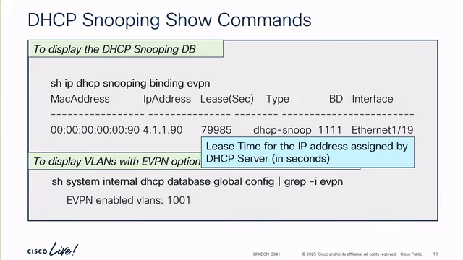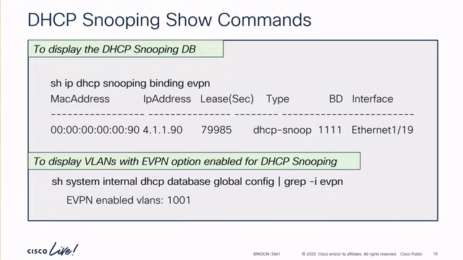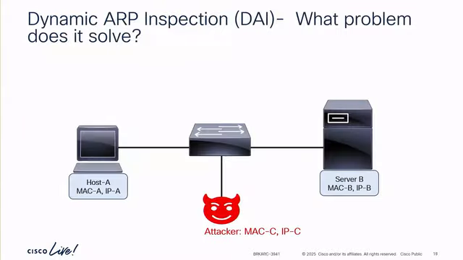But it says that the DHCP server tells the host that thou shalt use this particular IP address for this much time. So that's the lease time. And finally, we have a command to say, you know what, if I want to see all the VLANs on which I've enabled this feature, how can I do that? And there's a command to show that as well. So with that, we come to the finish of the first of the 3 endpoint features, DHCP snooping.